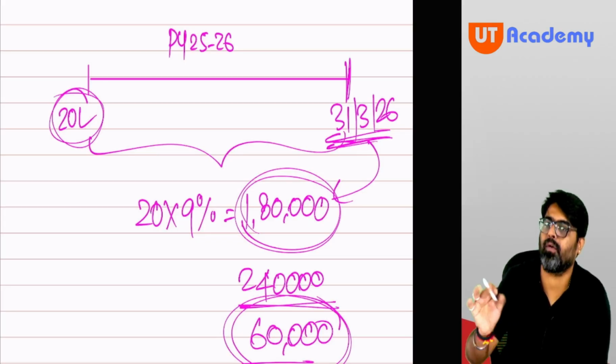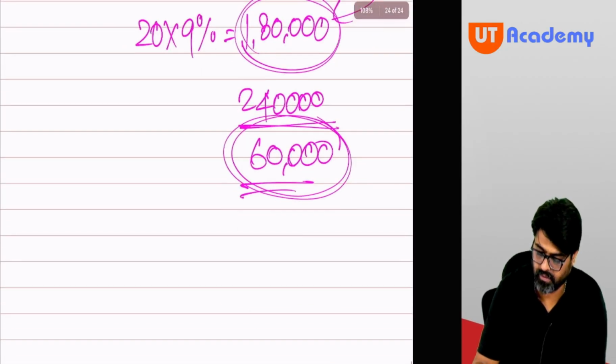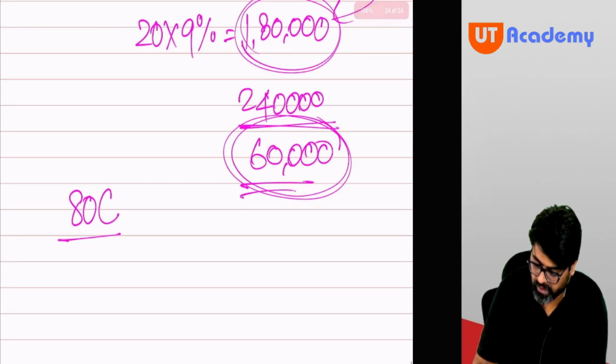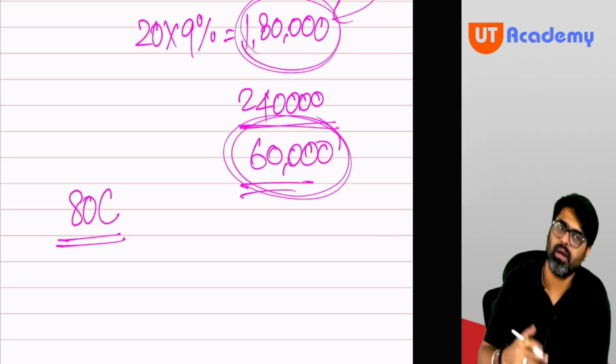which is eligible for deduction under section 80C from GTI. Hence, it is ignored while calculating the income under the head house property.